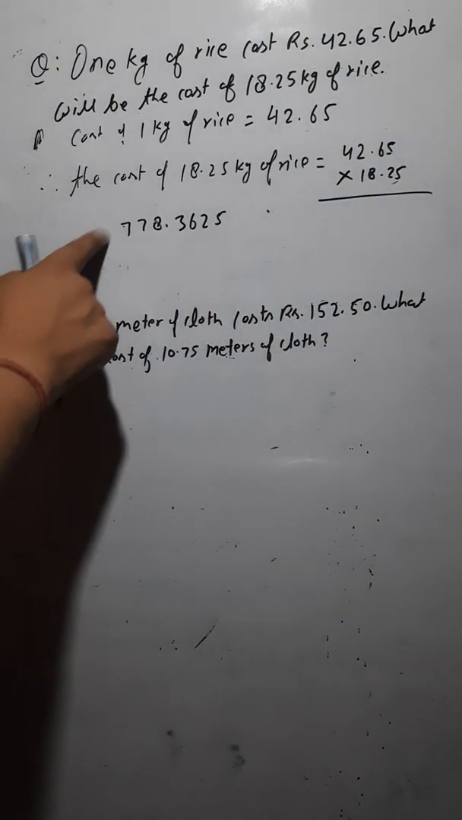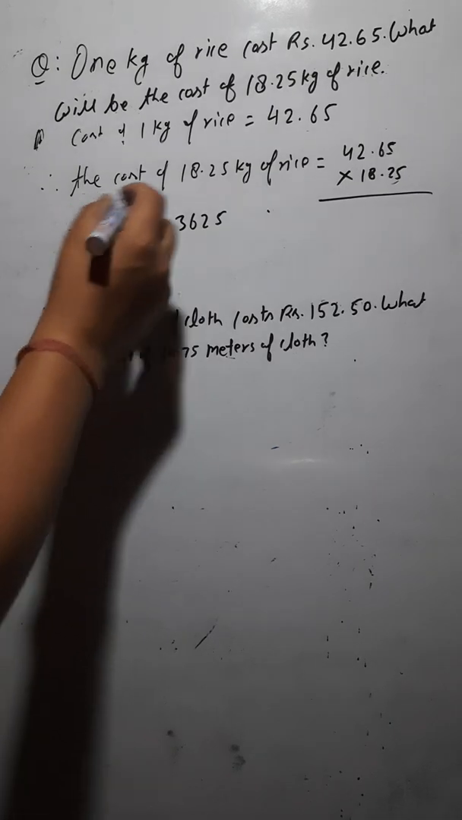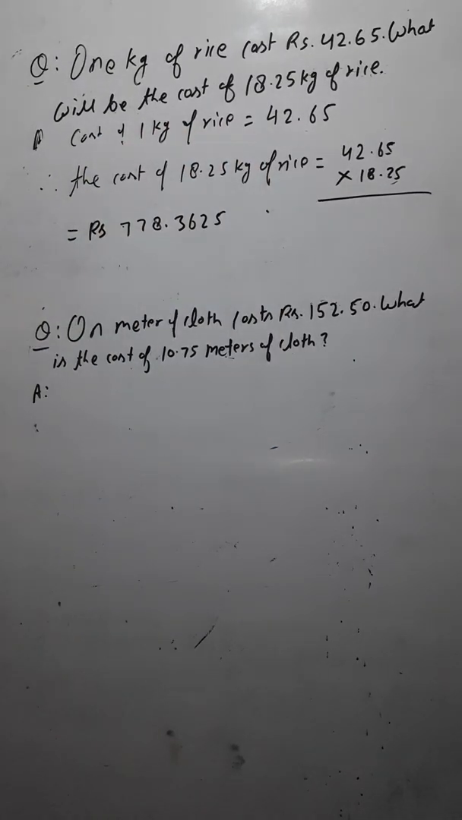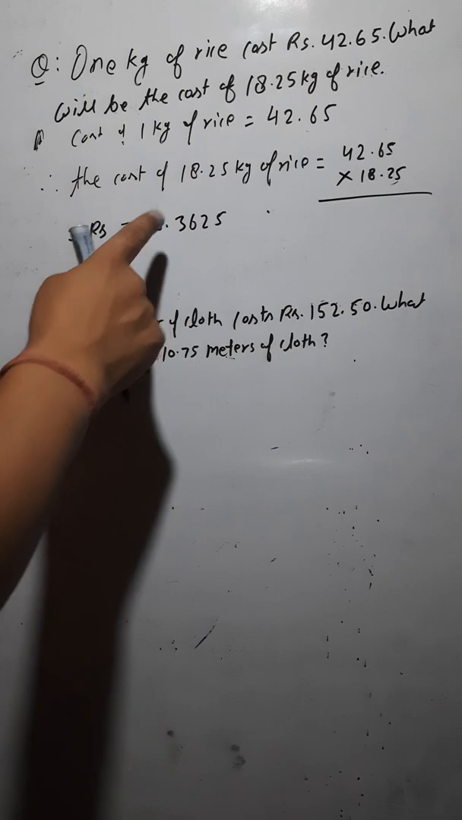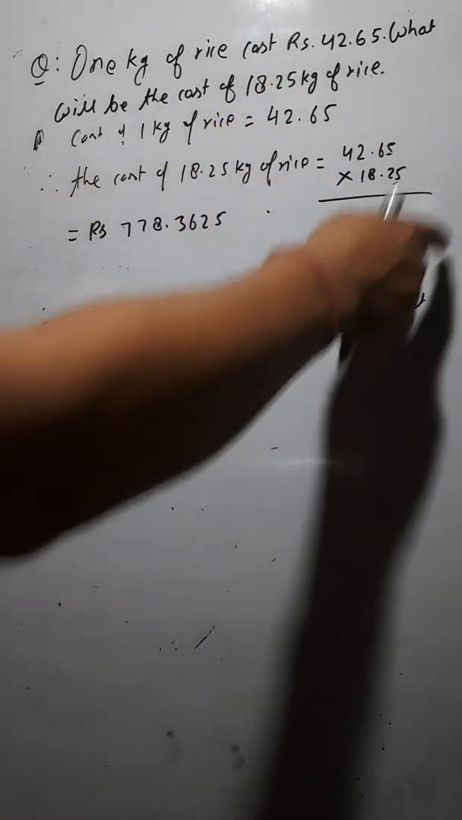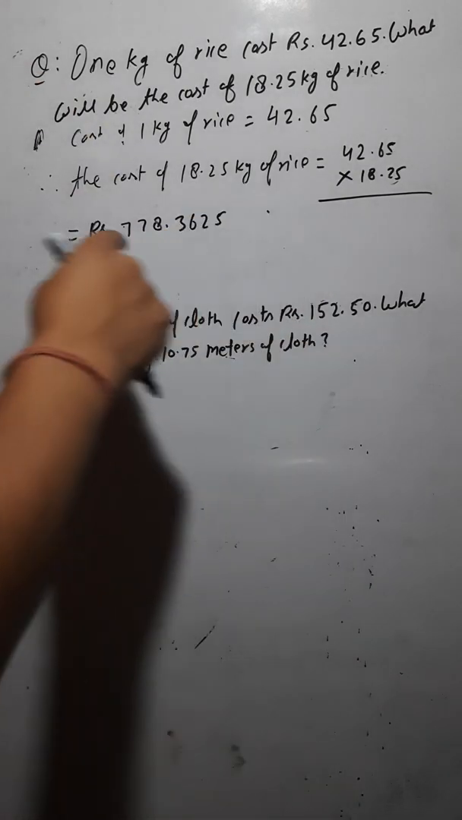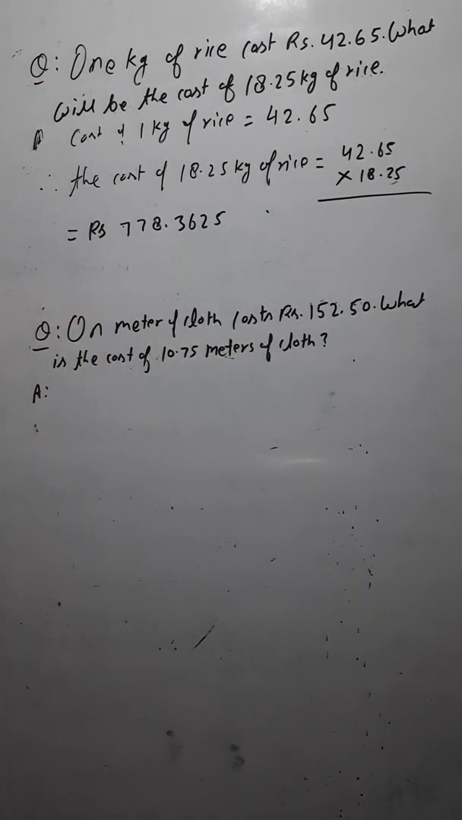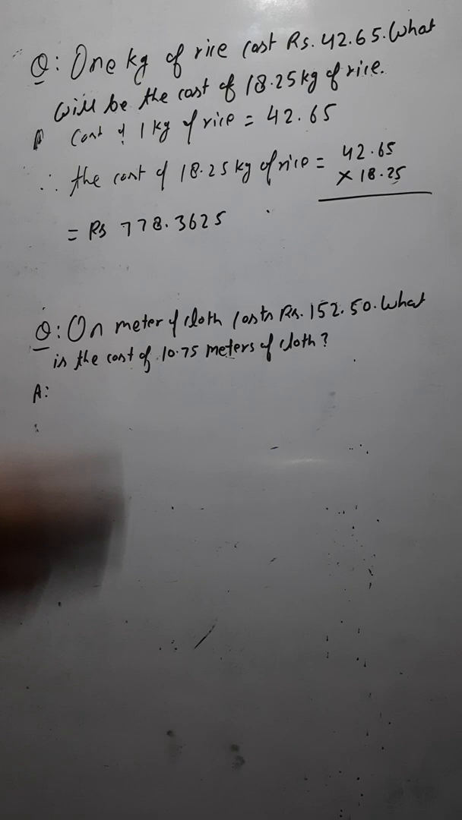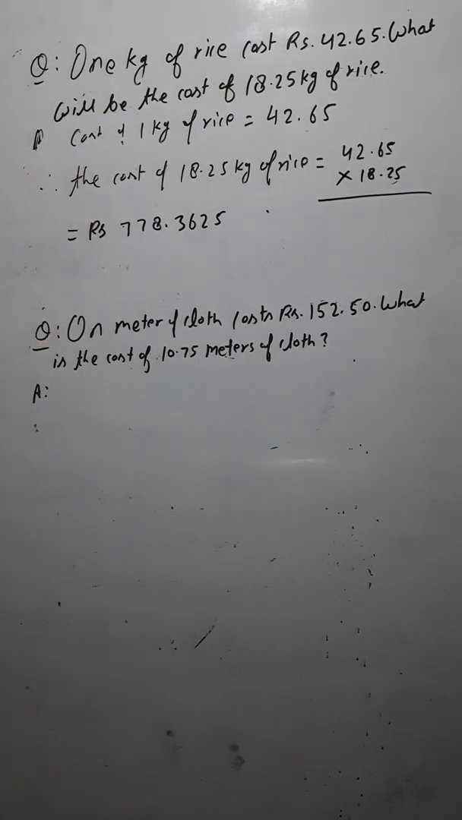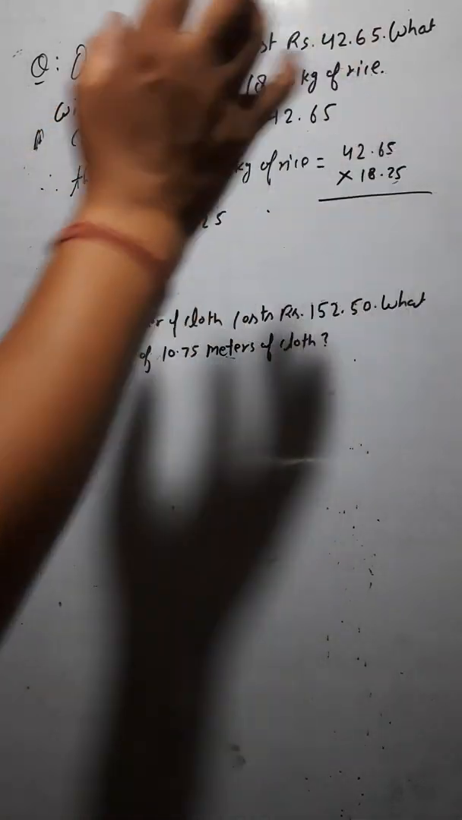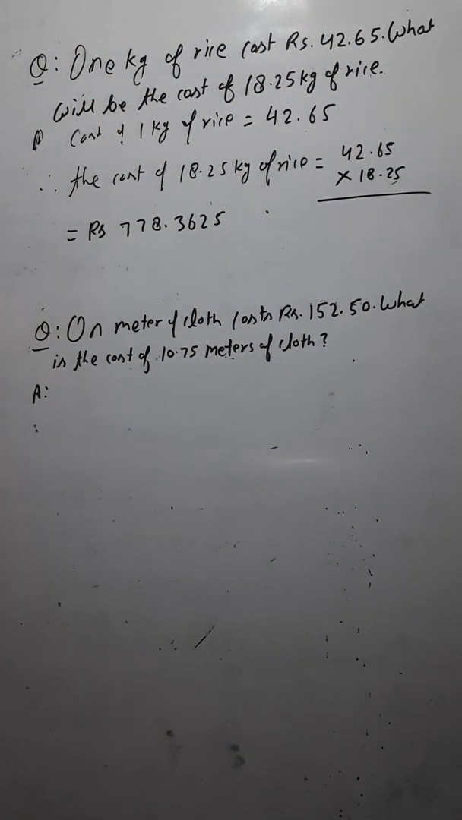Okay, so this would be the cost of 18.25 kg of rice, isn't it? But you have to solve this. Do not write the answer straight away. Solve it in your notebook. Try to solve it, because if you write it straight away, then your calculation speed will not improve; you have to boost your calculation speed also. So for your calculation practice, try to multiply this on your own.